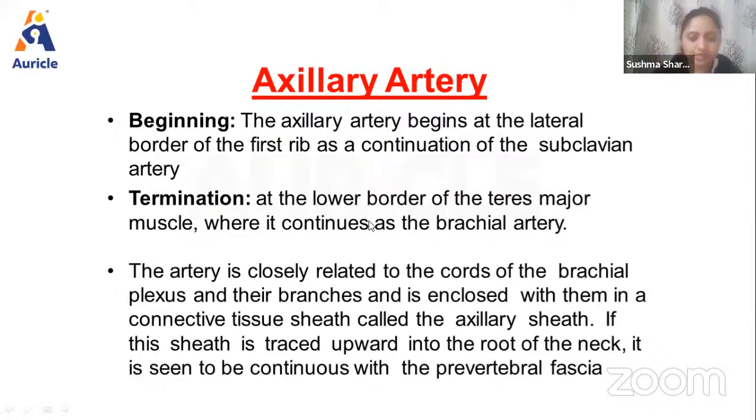Because you will tell me the answer in the next class, because I've already explained it. Right now, as I told you, the axillary artery is closely related to the cords of the brachial plexus and their branches, and is enclosed with them in a connective tissue sheath called the axillary sheath, which in itself is a 3-marker question. This sheath is traced upward into the root of the neck, and it is seen to be continuous with the prevertebral fascia.